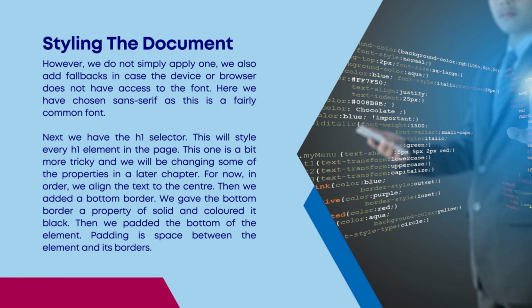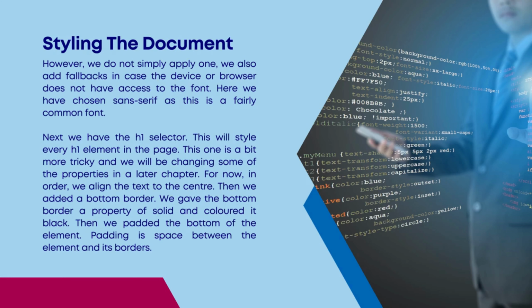Next we have the H1 selector. This will style every H1 element in the page. This one is a bit more tricky and we will be changing some of the properties in a later chapter. For now, in order, we align the text to the center. Then we added a bottom border. We gave the bottom border a property of solid and colored it black. Then we padded the bottom of the element.